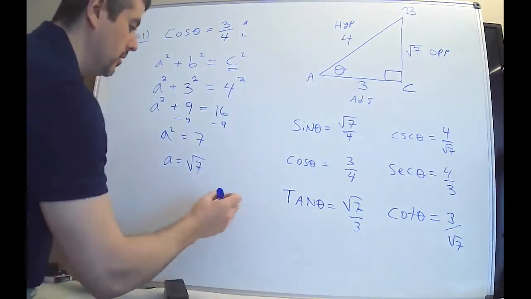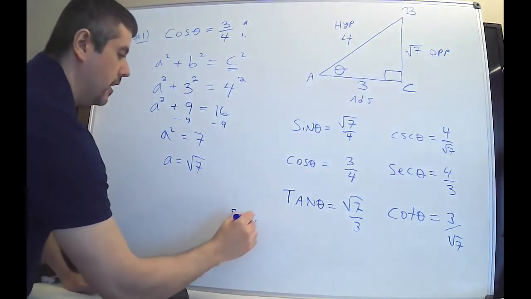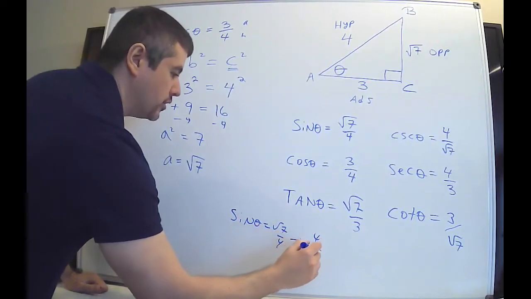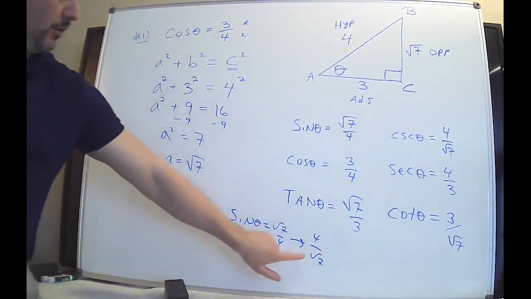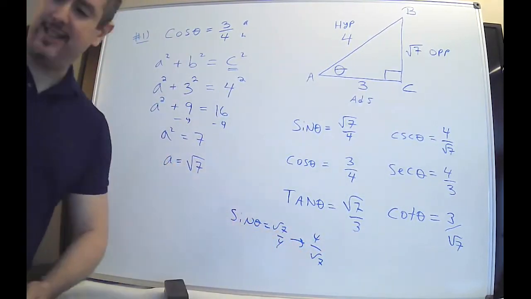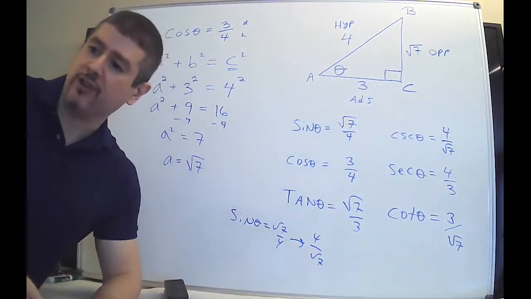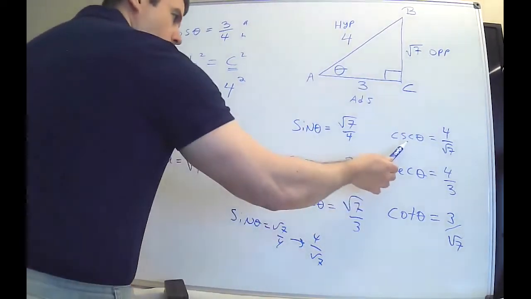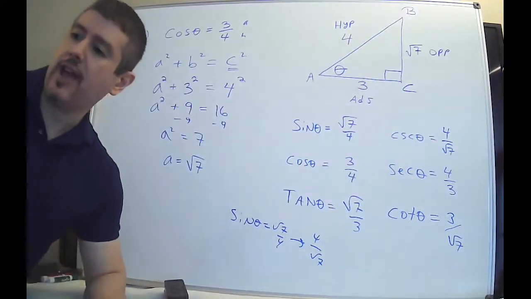I saw some people, they're like, oh, sine equals radical 7 over 4. And then they draw an arrow and just write 4 over radical 7. What the hell is it supposed to be? This is nonsense. I mean, what the hell is 4 over radical 7? It is one of the 6 trig ratios. You must identify which trig ratio it is and say it's equal to.